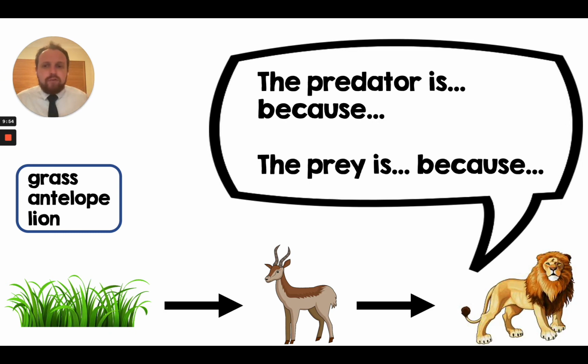Okay, so we've still got the grass, the antelope, and the lion. This time I want to know who are the predators in this situation, who are the prey in this situation, okay? So the predator is because, the prey is because, okay? So hit pause now and explain who are the predators and prey in this food chain.